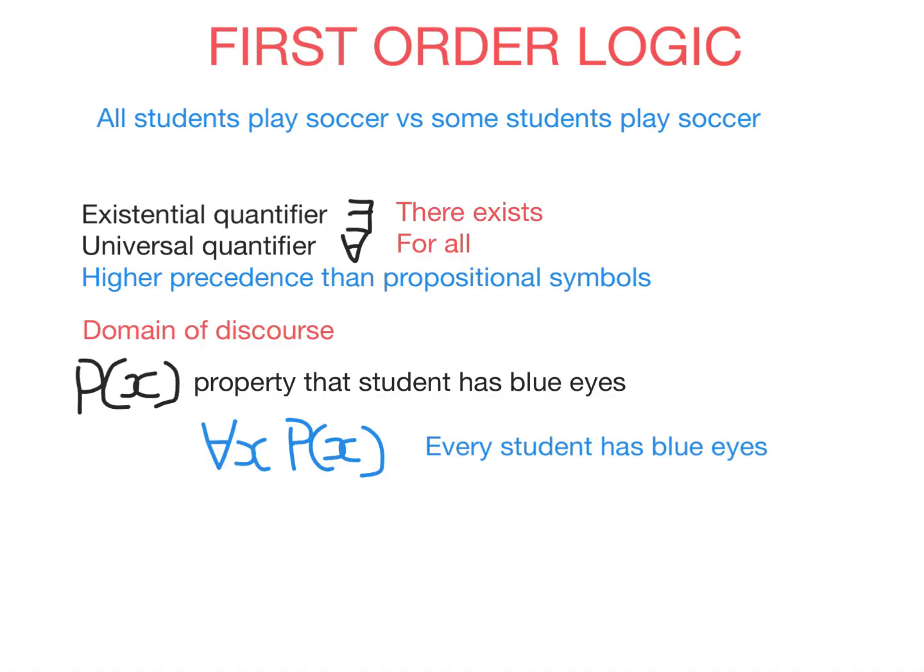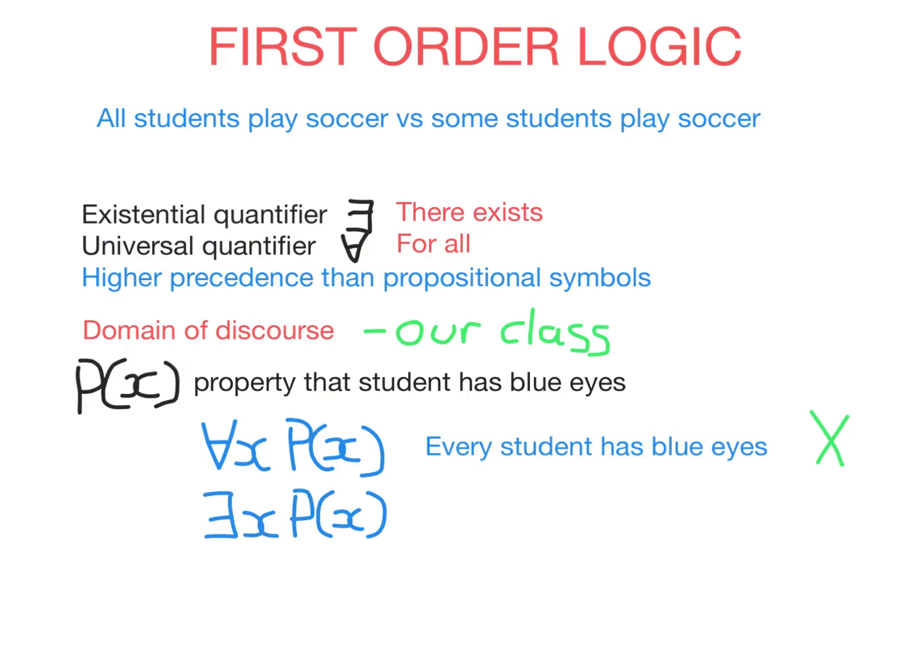Now, whether or not that's true depends on the group of students we're talking about. That's why we need a domain of discourse. So the domain of discourse is just the set that you're talking about. We could be talking about just our class, the whole school, or every student in Canberra. We need to establish the domain of discourse. So if we say that the domain of discourse is our class, this statement here is clearly false because there is at least one student in our class who doesn't have blue eyes.